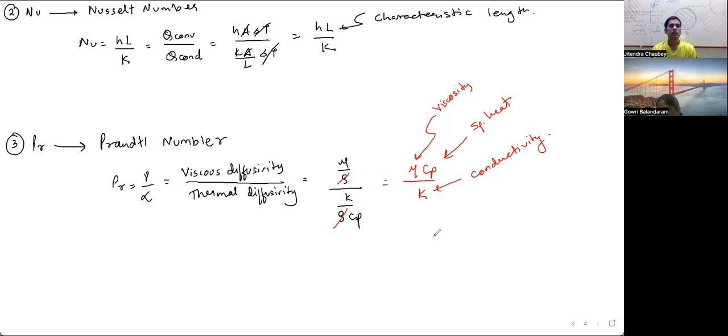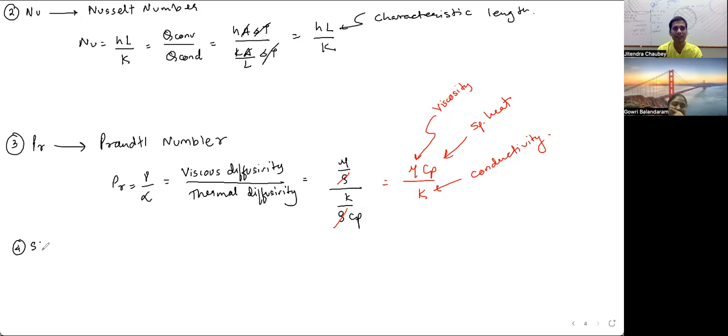Okay. Nusselt number, Reynolds number, Prandtl number. These are the three most important numbers you must know when it comes to forced convection, either into the pipe or over the surface. There are a few more numbers which I don't know if you know them or not. The names are Stanton number and Peclet number. Have you heard of them? No.